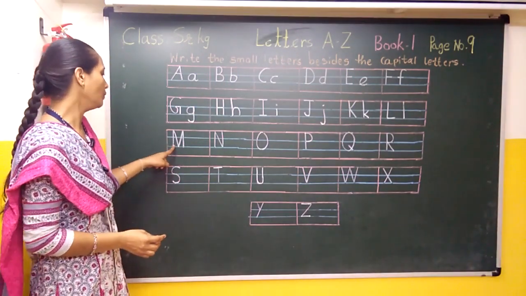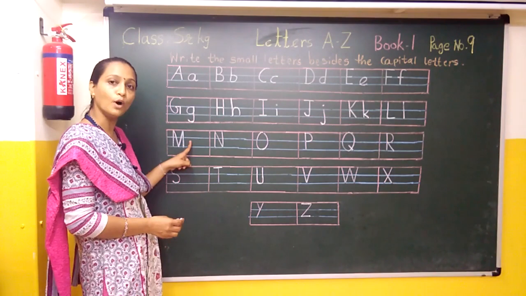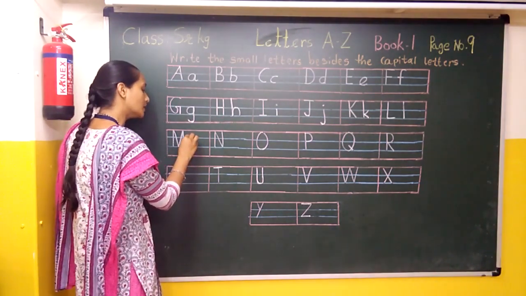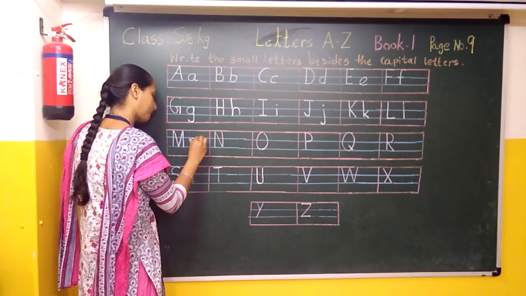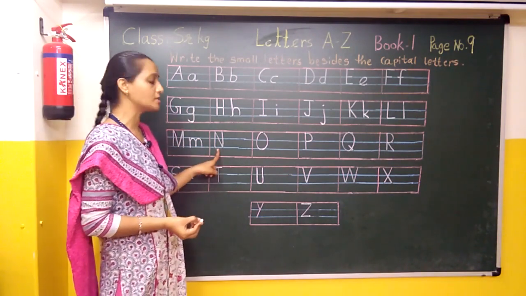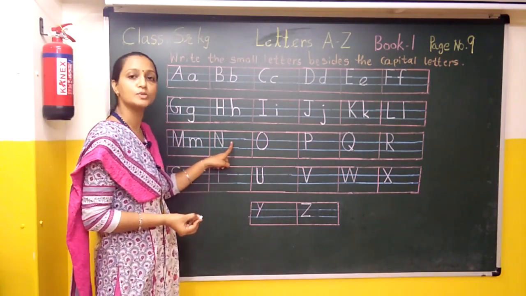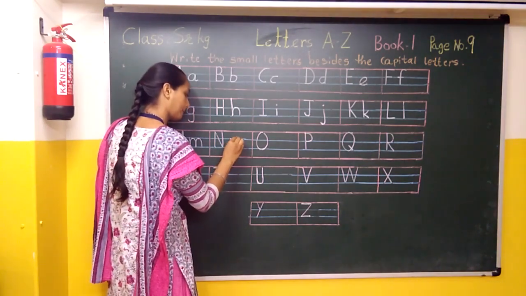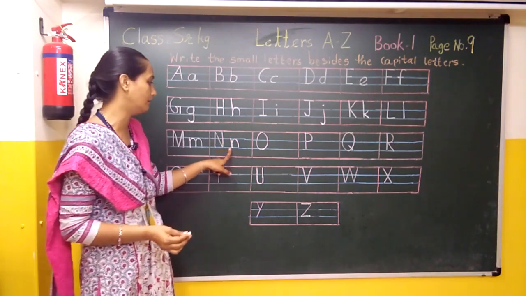Now, this is capital M. Now, we will write small m here. We have to write between this blue line, like this. Now, next is capital N. We will write small n here, like this, between this blue line, second line and third line.